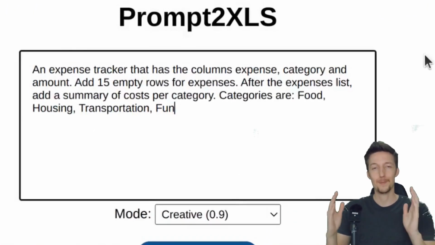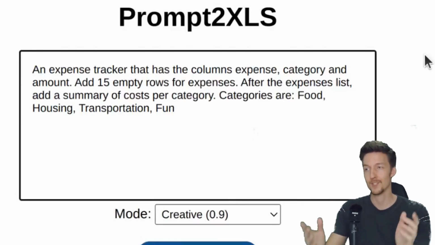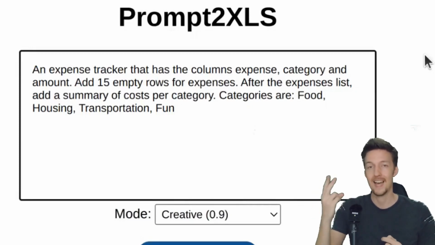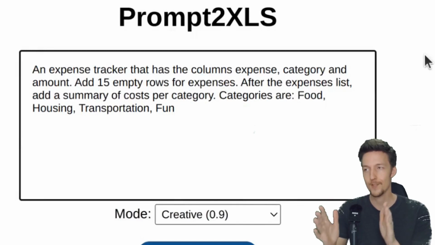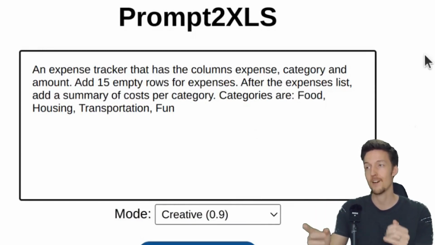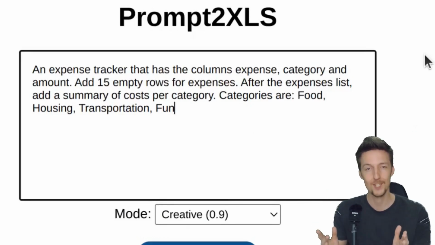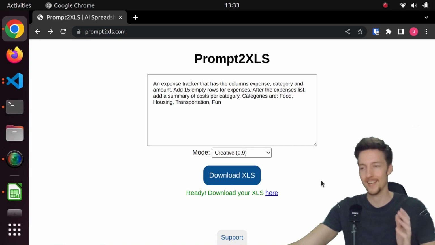Now here we are getting a bit more complicated. We have an expense tracker that has the columns expense, category, and amount. Add 15 empty rows for expenses. After the expenses, add a summary of costs per category. Categories are food, housing, transportation, and fun. So let's see what it does this time. And it's ready. Let's take a look.